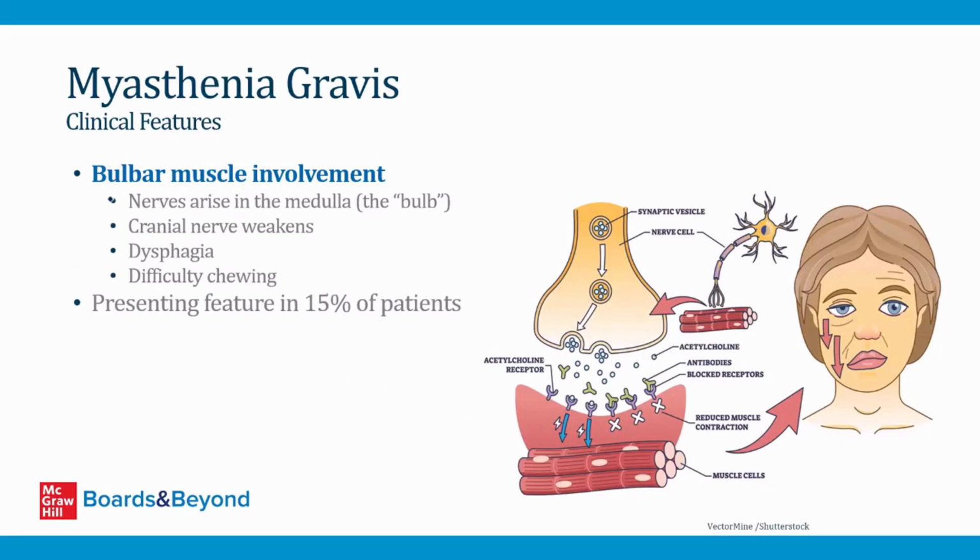Less commonly than eye problems, patients with myasthenia gravis develop so-called bulbar muscle involvement. So the bulbar muscles are muscles of the face and the mouth that have nerves that arise in the medulla, which is also called the bulb of the brainstem. So basically, when we say bulbar muscle weakness, we mean cranial nerve weakness involving the head and neck. Specifically, what patients with myasthenia gravis often present with are dysphagia, so difficulty swallowing, and also difficulty chewing. And these types of bulbar muscle weakness problems are the presenting feature in about 15% of patients with MG.